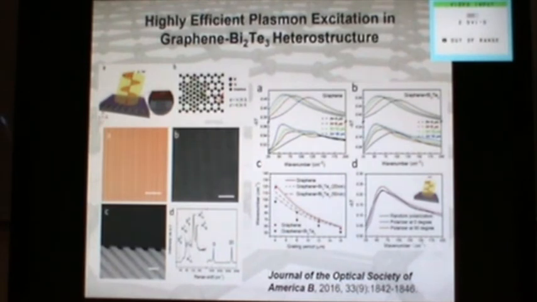We found that for bare graphene, the resonance amplitude is pretty small, less than 10%. As we discussed yesterday, monolayer graphene has limited absorption. And now, if you make a heterostructure, the resonance is 4 times stronger, and because of hybridization of these two different plasmons, the resonance peak will shift to a lower frequency range.